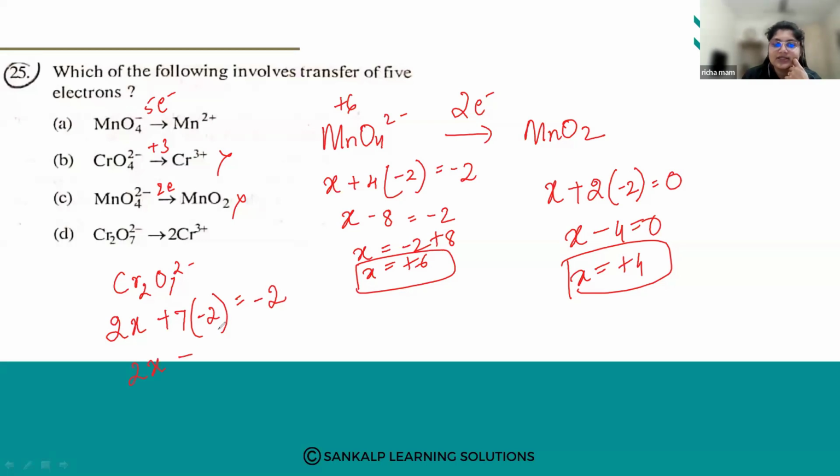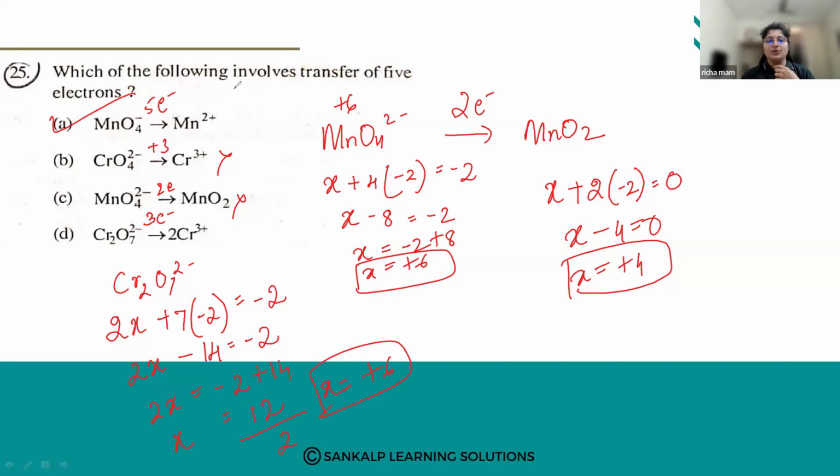So 2x minus 7 2s are 14 is equal to minus 2. 2x is equal to minus 2. So this you transfer, it becomes 14. Okay, so this becomes 12. Minus 2 plus 14 is 12. Then x is equal to 12 by 2, that is x is equal to plus 6. And so from plus 6 to plus 3, how many electrons? Again, 3 electrons. So which is our answer? Option number A. Is it clear?